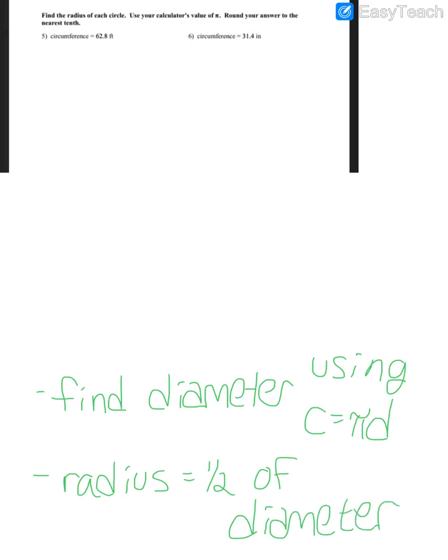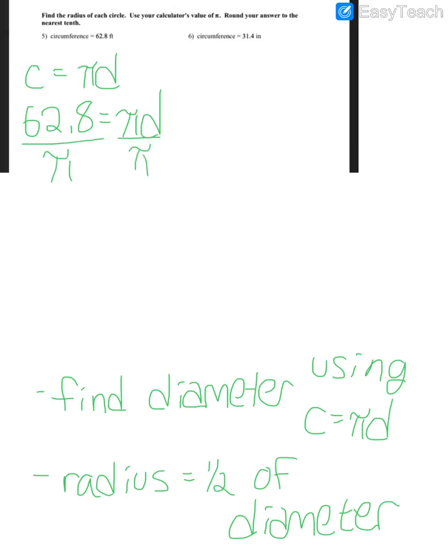Okay, so here we know circumference is 62.8. So C equals pi times d. So 62.8 equals pi times the diameter. To find the diameter, we're going to divide by pi. On your calculator, use the pi key or divide by 3.14. And that gives us a diameter of 20. So the radius is half of 20, which would be 10 feet.